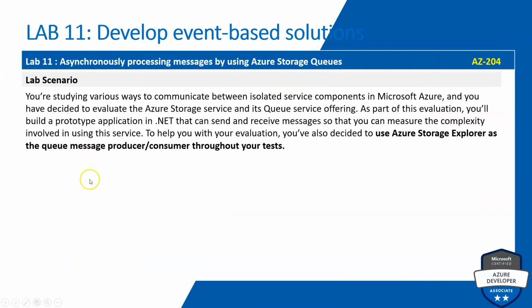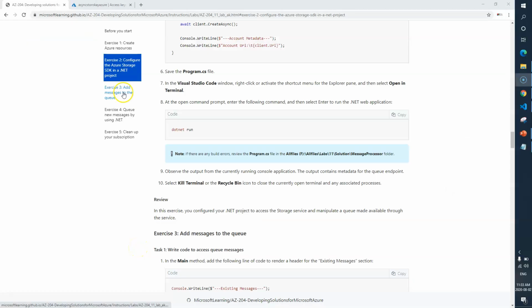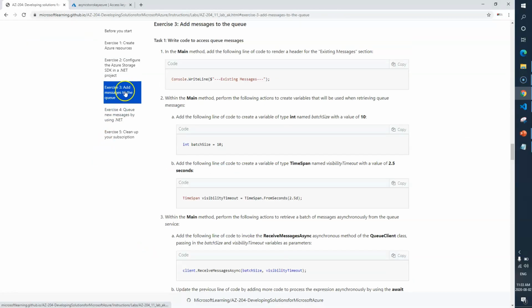And here is the lab scenario. So far we are done with exercise 1 and exercise 2 in the last videos, and in this video we'll work on exercise 3. Basically, here we'll add messages to the queue. If you remember, in the last video we created our message queue, and now we are going to put some messages in the queue. Okay, here we are. Exercise 3, add messages to the queue.